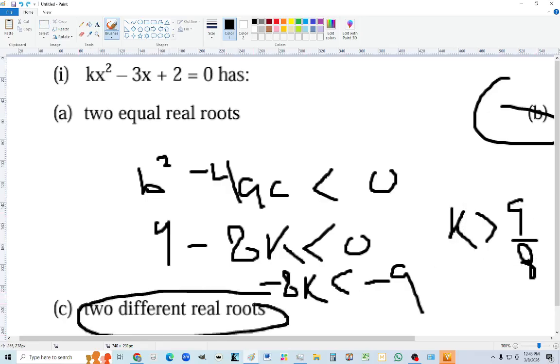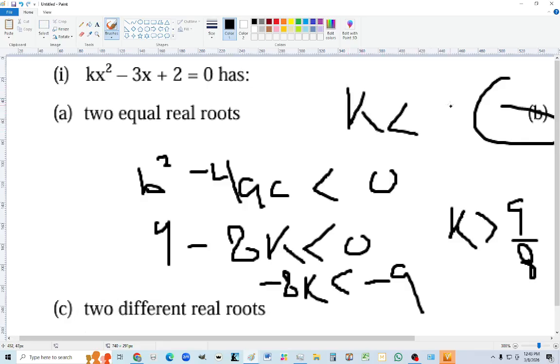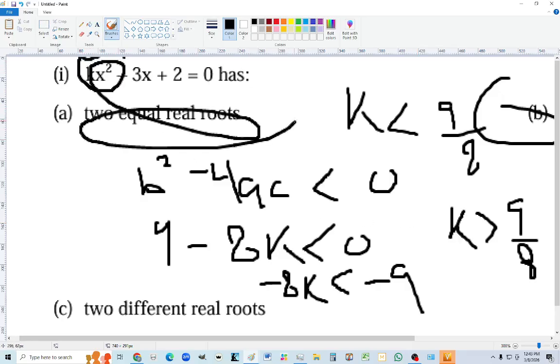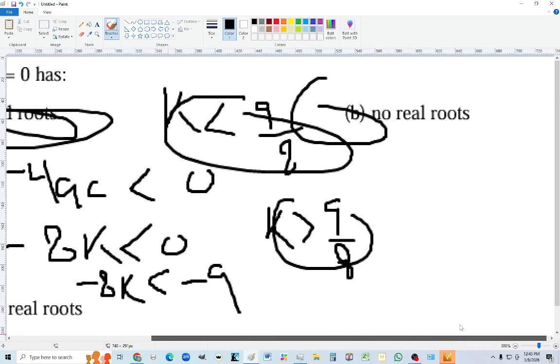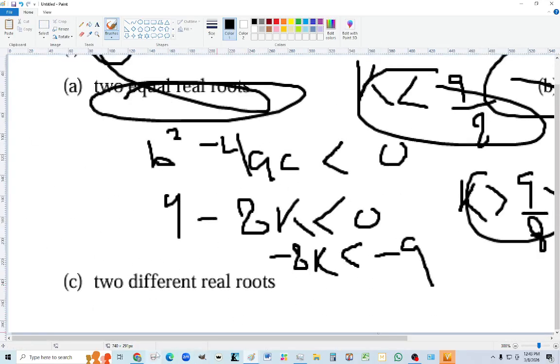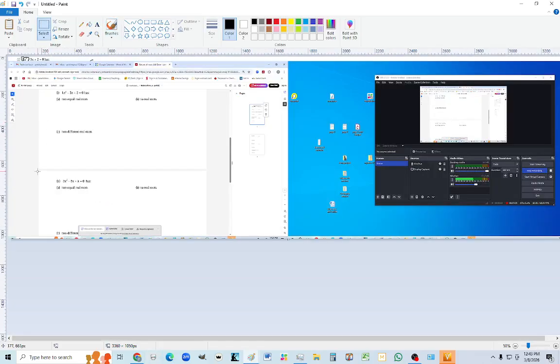Therefore, to have 2 different real roots, k must be smaller than 9 over 8, because 9 over 8 is the pivot point where we have 2 equal roots. So the other answers are going to be smaller or negative or bigger in most cases. Sometimes there's more options. Probably in the next question, there are more options.